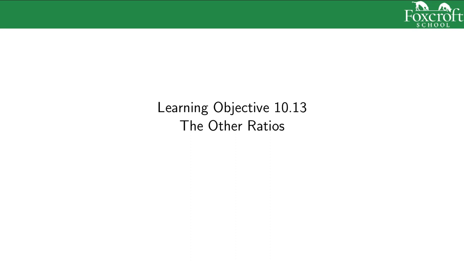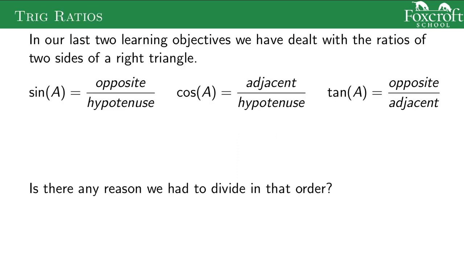In this video, we're going to introduce more trig ratios. So in our previous two learning objectives, we used our trig ratios sine, cosine, and tangent, and we used SOHCAHTOA to remember which one is which. I bet for sine, we decided to do the opposite side divided by the hypotenuse. But is there any reason that we did opposite divided by hypotenuse and not the other way around?